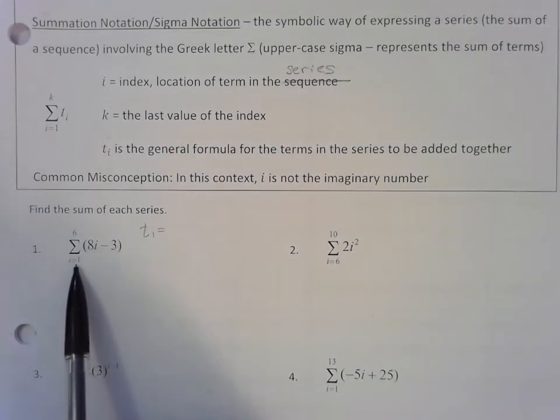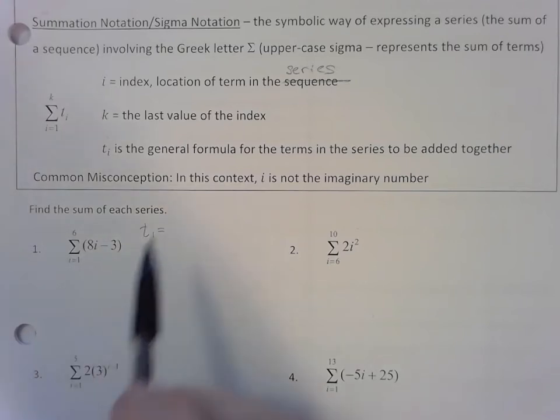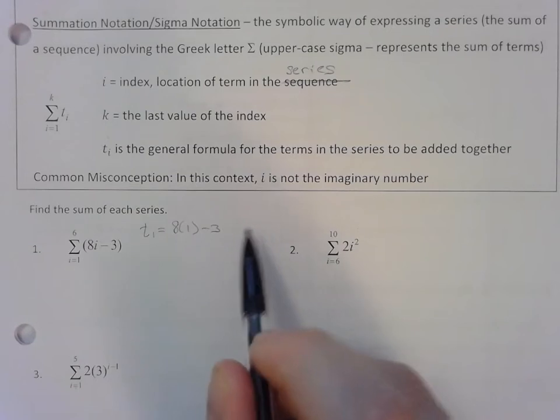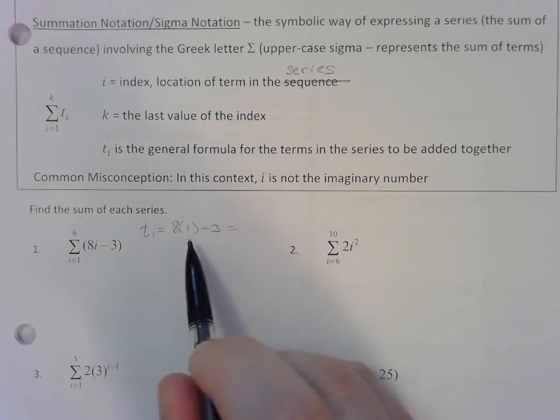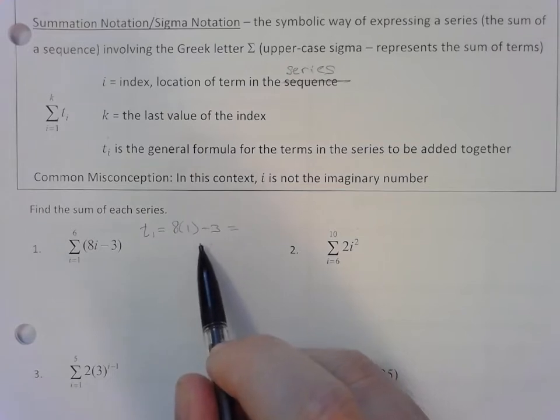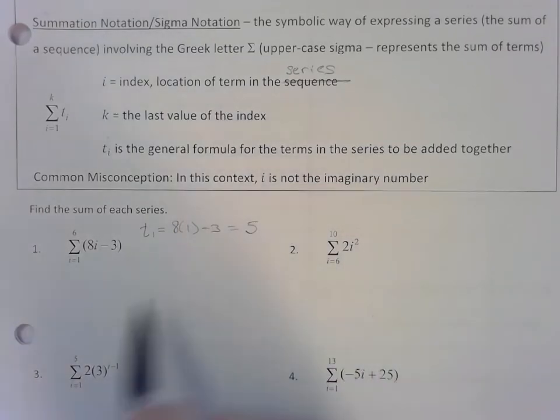Plugging in the value for the index. Our first value is a 1, so it's just 8 times 1 minus 3. Gives us our first term. Order of operations, of course, matters. 8 times 1 is 8, take away 3. That means our very first term is a 5.